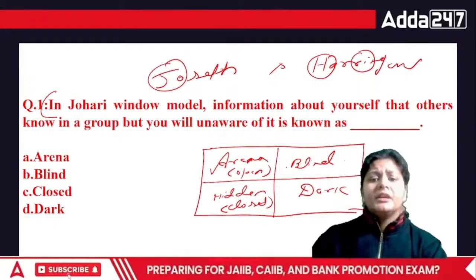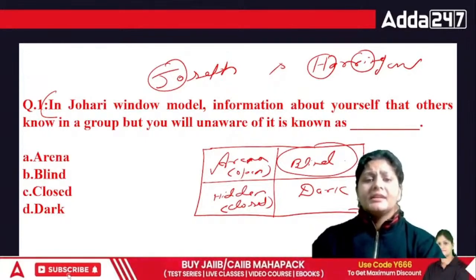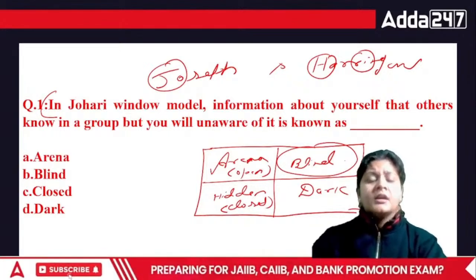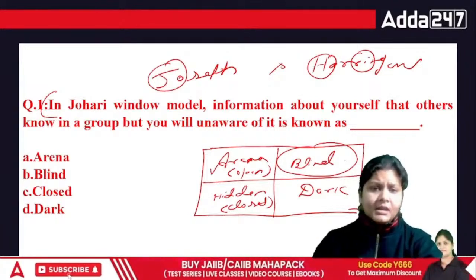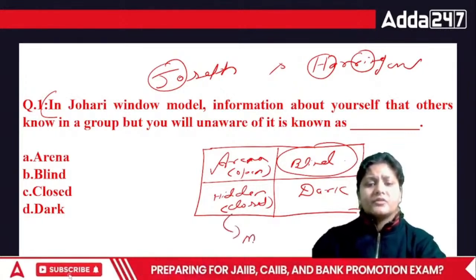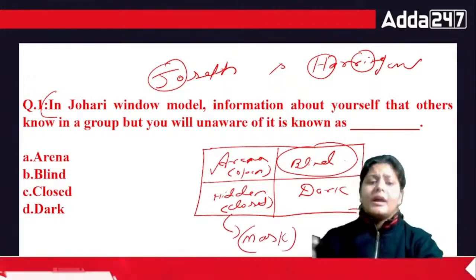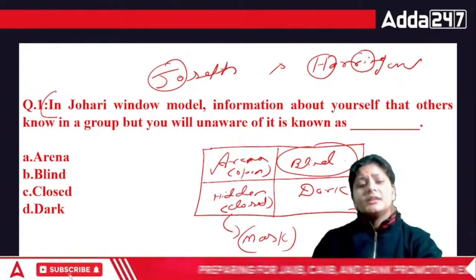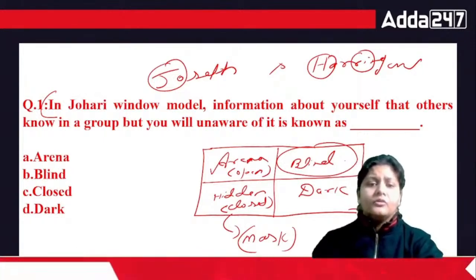Then we have the blind spot. In this spot the information lying is known to others but not known to you yourself, right? That means we don't know about ourselves but others know about us. Then the third is not known to other. That is basically the mask type of situation. Mask means you are hiding everything from the other person. You know everything about yourself but you are hiding it, wearing the mask actually. So the information you hide from the other person is not known to other.